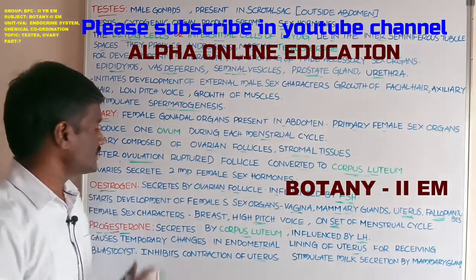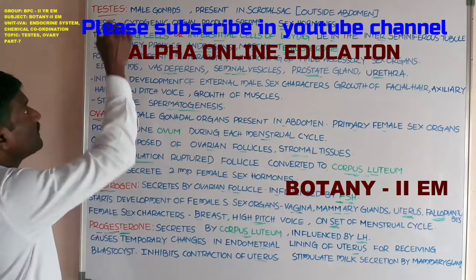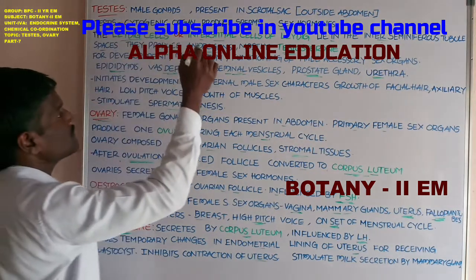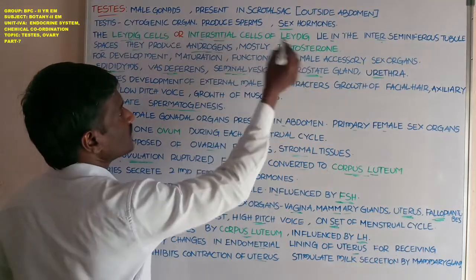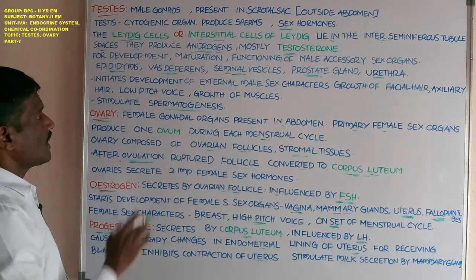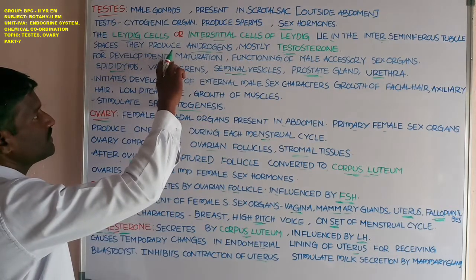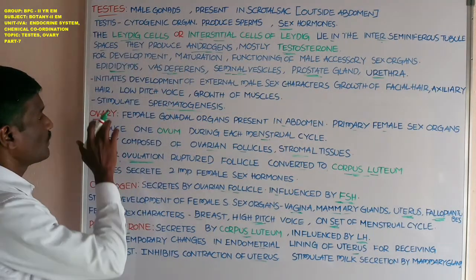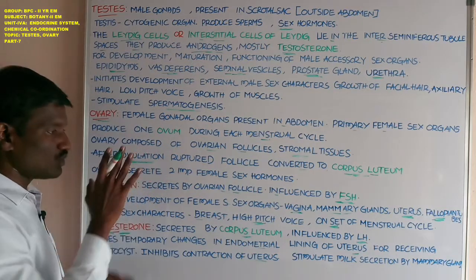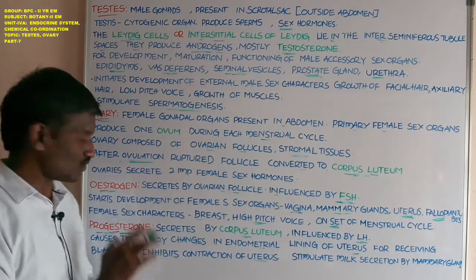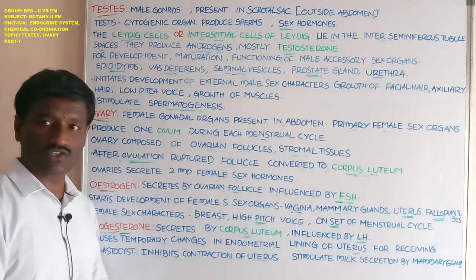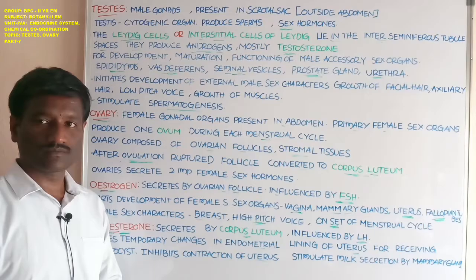Okay, this is about the testis and the ovary. The testis produces testosterone hormone from the Leydig cells. And what about the function of the testosterone hormone? The ovary produces two types of hormones, estrogen and progesterone. What about the function of these two hormones? Okay, student.